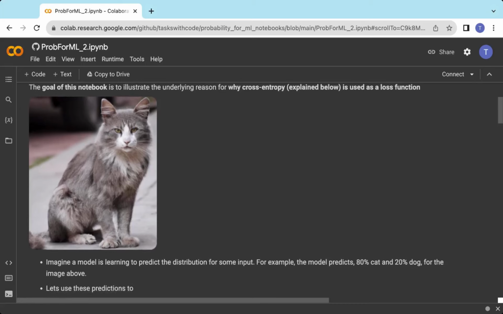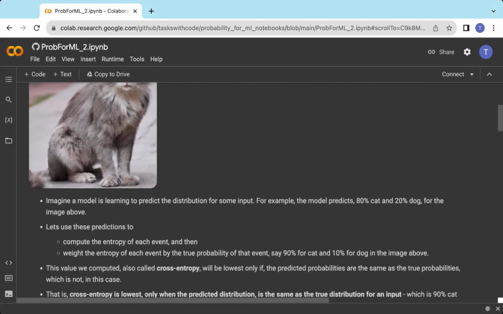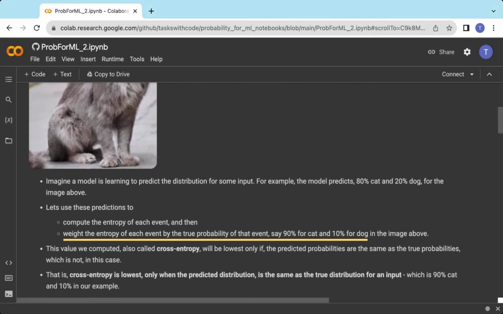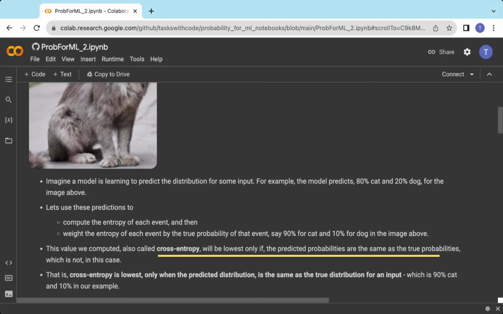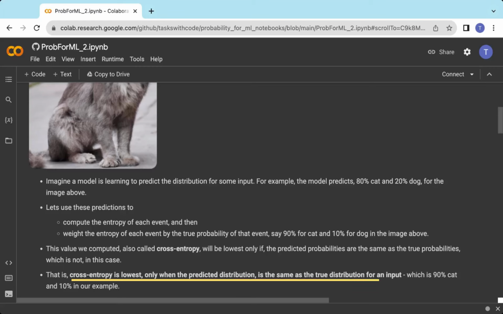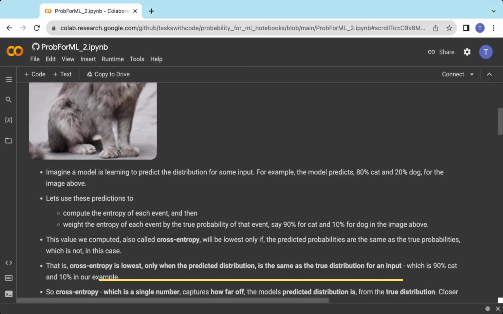Let's use these predictions to compute the entropy of each event, and then weight the entropy of each event by the true probability of that event, say 90% for cat and 10% for dog in the image above. This value we computed, also called cross-entropy, will be lowest only if the predicted probabilities are the same as the true probabilities, which is not the case here. That is, cross-entropy is lowest only when the predicted distribution is the same as the true distribution for an input, which is 90% cat and 10% dog in our example.